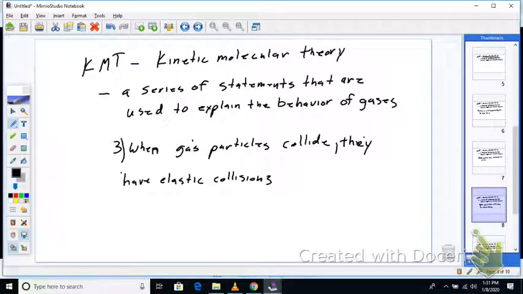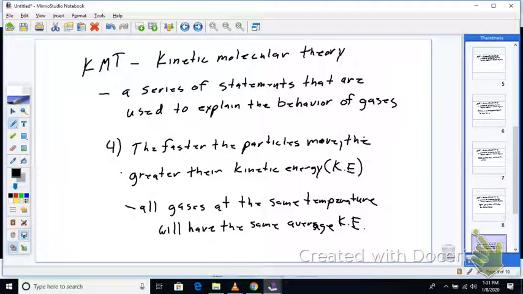And the last one is that the faster they move, the higher the temperature. As temperature rises, they move faster, with more collisions and more energy. That describes a little bit about temperature. All right, I'm going to come around and check your notes.